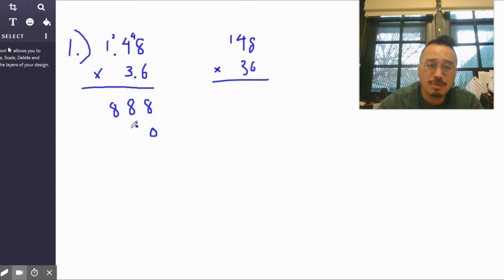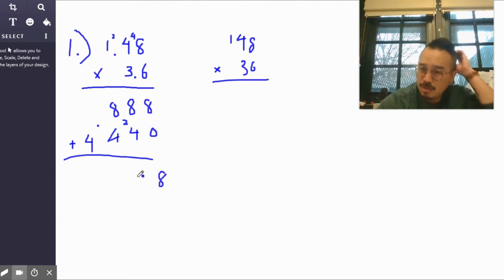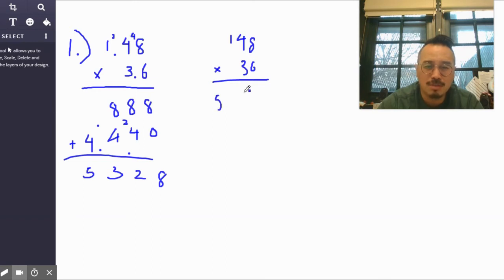So 3 times 8 is 24. 3 times 4 is 12, 14. 3 times 1 is 3, plus 1 is 4. 8. 8 plus 4 is 12. 8 plus 4 is 12, 13. 4 plus 1 is 5. Now, that's not the answer. If you did 148 times 36, you get 5,328.